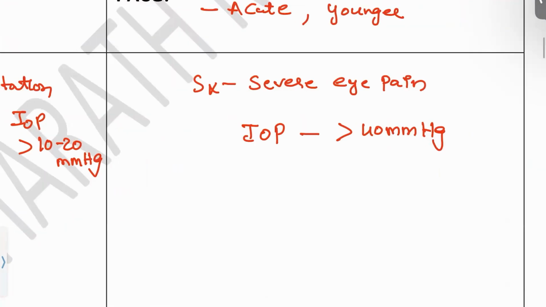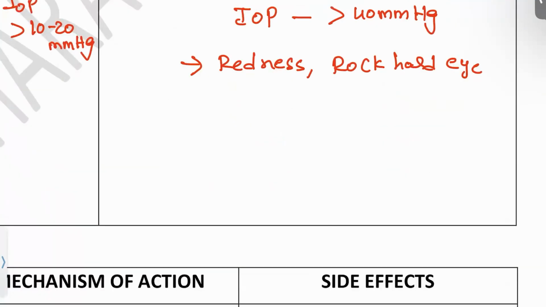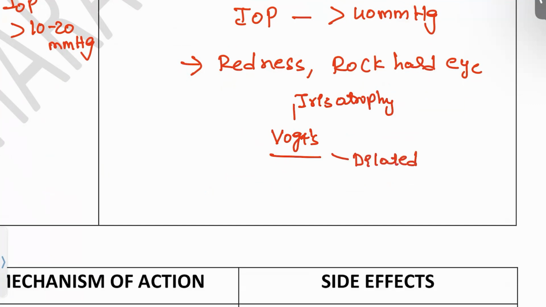On examination, these patients will have severe redness in the eye, and a rock hard eye will be present in this patient. And there is a specific triad present in the closed type, that is Oakes triad. And what is the presentation of the Oakes triad? There is iris atrophy and a dilated pupil, and the patients will have posterior synechiae.